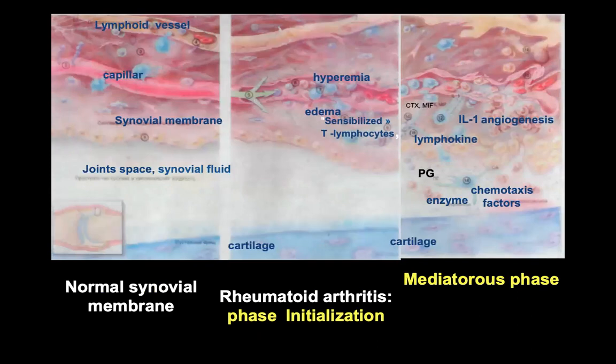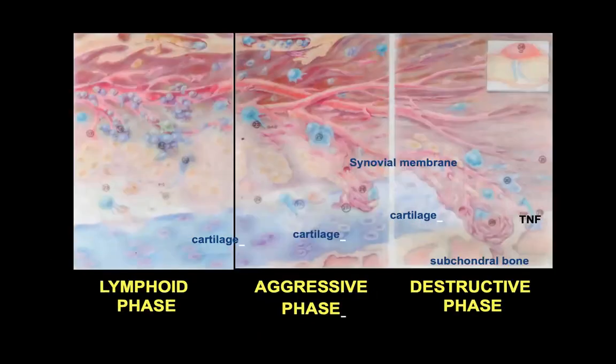On these pictures, you could see on the left a normal synovial membrane. After initiation of rheumatoid arthritis, you could see hyperemia of capillaries and edema in the synovial membrane and some narrowing of the joint space. In the macrophage phase, there is an increase of lymphokines and interleukin-1, with effects of chemotactic factors and enzymes. In the lymphoid phase, you could see an increase of lymphoid vessels. In the aggressive phase, you could see a rupture of the synovial membrane. These factors come directly to the cartilage, and in the destructive phase the cartilage is affected and the subchondral bone is affected also.